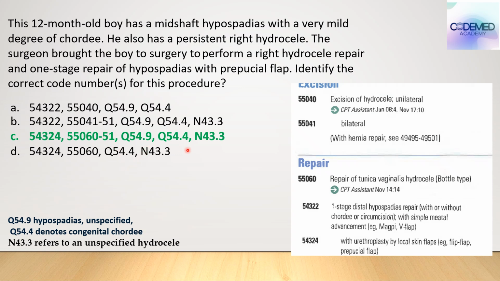And of course they have given the ICD and CPT code. The ICD code is hypospadias unspecified, and then this denotes a congenital chordee, which was also mentioned, and this denotes unspecified hydrocele. So all these things are there, and we will write option C.